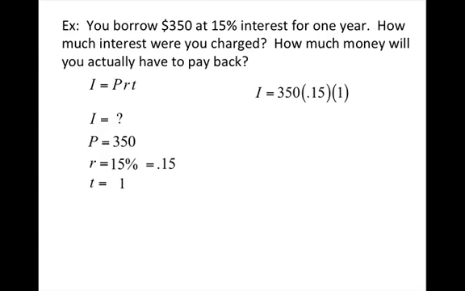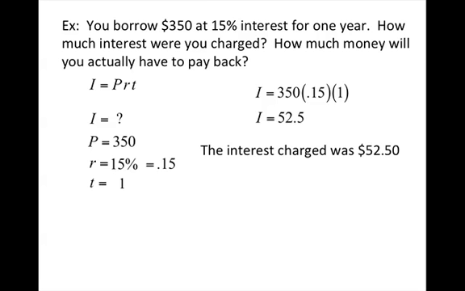Then we go to our formula, I equals P times R times T, and plug in the P, the R, and the T. So if I multiply 350 times 0.15 times 1, I get that my interest is 52.5. Now remember, this is money, so if you're given this as a final answer, use a dollar sign, and you do need the 0 after the last 5. So the interest charged was $52.50.